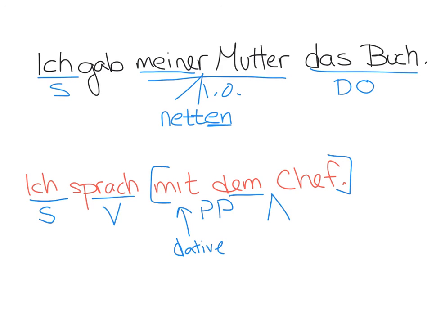So let's use one of our vocab words. How about I spoke with the demanding boss? Well, demanding is anspruchsvoll. There we go, anspruchsvoll. And because it comes after dem and it's dative, we need an en ending. Ich sprach mit dem anspruchsvollen Chef.